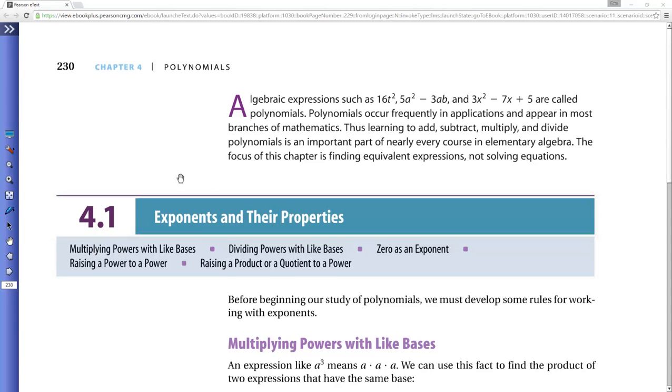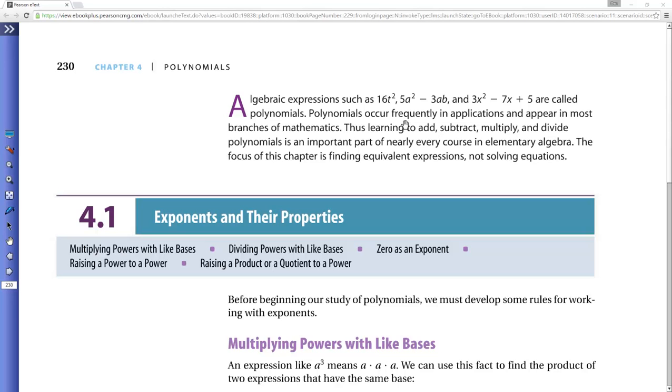Chapter 4, we're going to start with section 1 here on exponents and their properties, but what this whole chapter is going to be about is polynomials. Nomial means terms and poly means many, so we're going to be talking about terms, which are probably best defined as the parts that are being added in an expression.